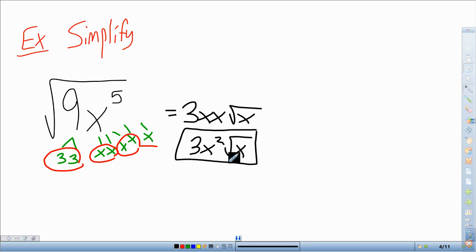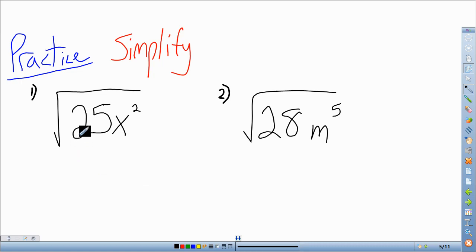Okay, the answer looks scary, it looks weird, but the process is really simple, right? So again, don't be intimidated by these. Okay, so with that in mind, go ahead and simplify these 2 problems right here.